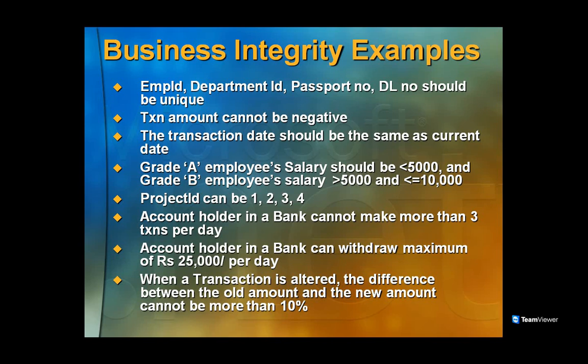Project ID can be 1, 2, 3, 4. Why? Because I have only 4 projects. If some employee comes and says my ID is 55, then it is definitely a wrong data insertion. An account holder in a bank cannot make more than 3 transactions, and can withdraw only 25,000 rupees per day. All these are different business rules which you have to implement as part of the data.